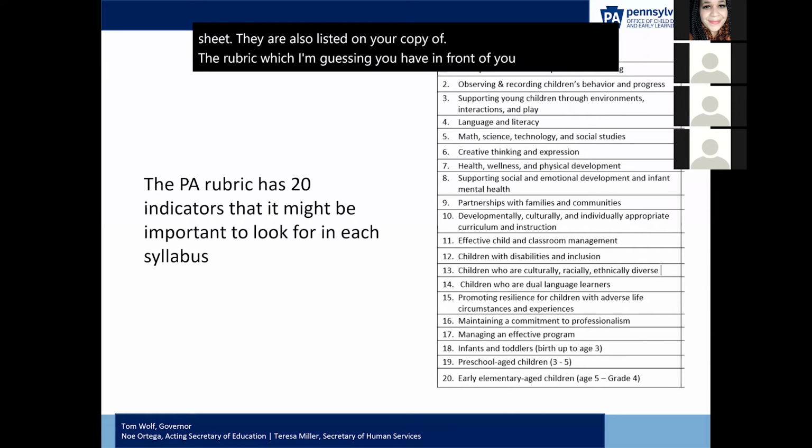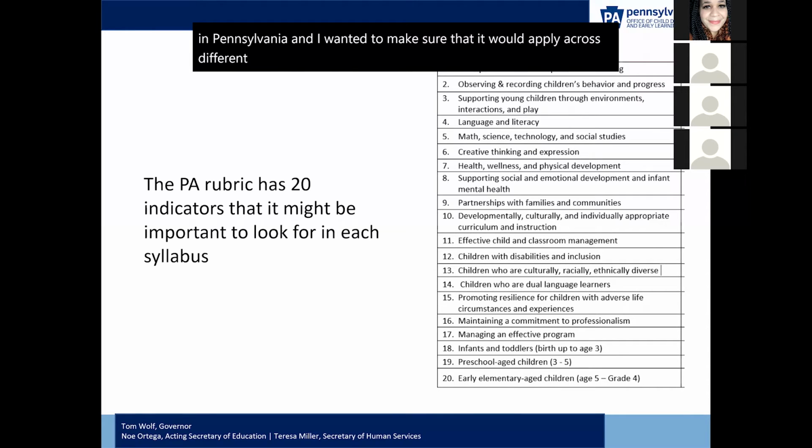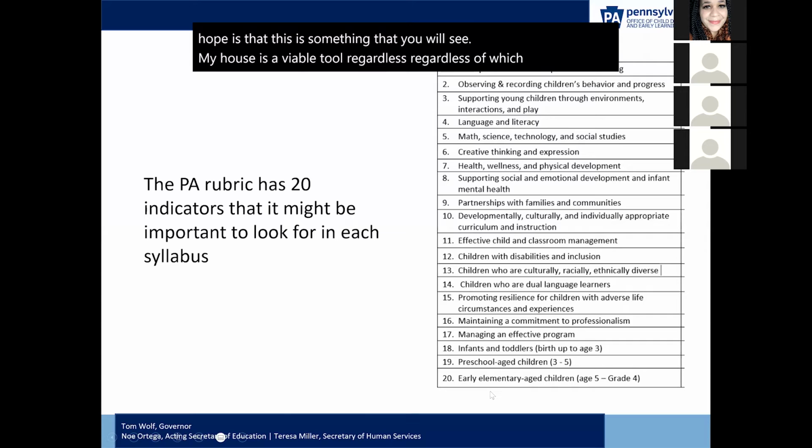Part of what was interesting is that in thinking about this rubric, my colleagues in Pennsylvania and I wanted to make sure that it would apply across different educational contexts. We looked at how the rubric might be important to use in CDA courses and associate degree courses and graduate courses and in bachelor's degree courses. So our hope is that this is something that you will see as a viable tool regardless of which area you teach in. So what I'd like to do next is to take a closer look at the components of the rubric and also how it was designed and how it's organized.